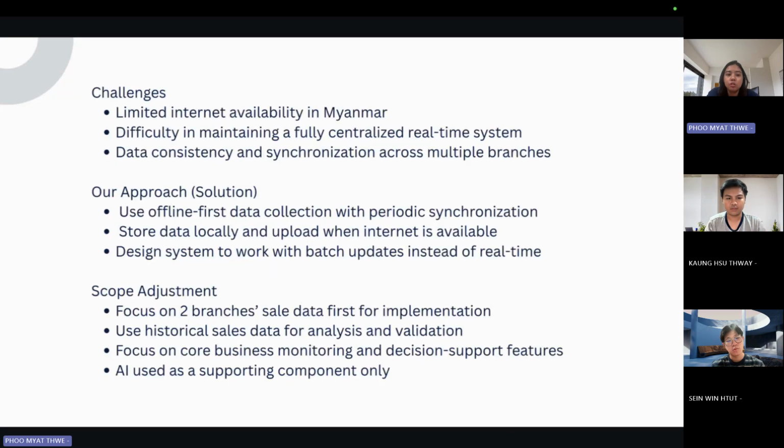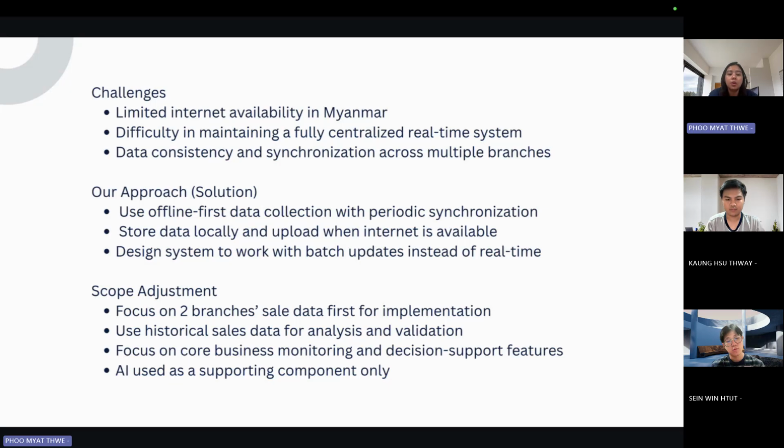For our solution approach, we use offline-first data collection with periodic standardization, and we store all the data locally and upload when the internet is available. Our system is designed to work with branch updates instead of real time. For example, we expect to upload the data once a day.